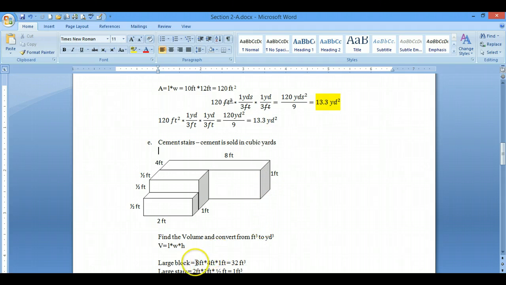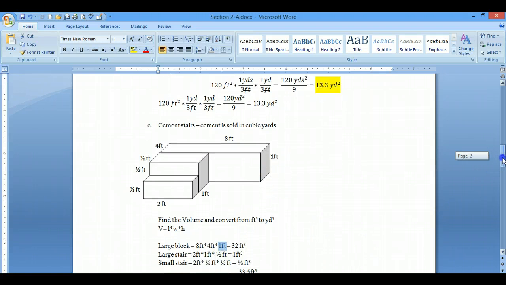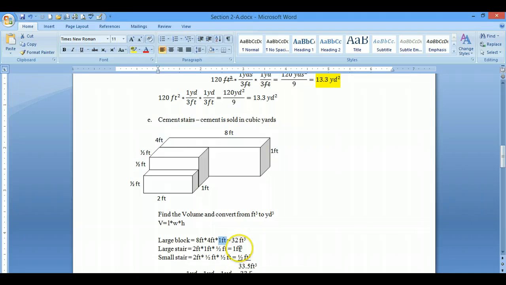So my large block is 8 feet length times width times height. 8 feet times 4 feet times 1 foot gives me 8 times 4 times 1, 32 feet cubed. The larger stair is 2 feet across, 1 foot high, and half a foot in depth. So I have 2 times 1 times 1/2, which gives me 1 cubic foot.